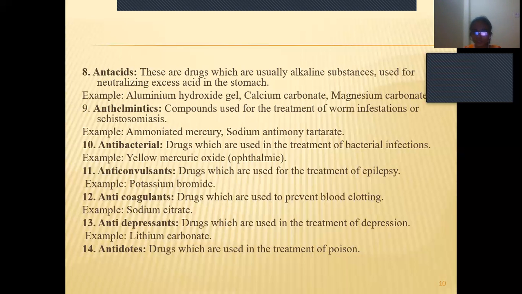Example, sodium citrate. Next, antidepressant, which is used in the treatment of depression. Some persons are suffering from depression, so for those persons, we are using antidepressants. Example, lithium carbonate. Next, antidote. It is mainly used in the treatment of poison. If any person takes poison, the person is treated with antidotes.